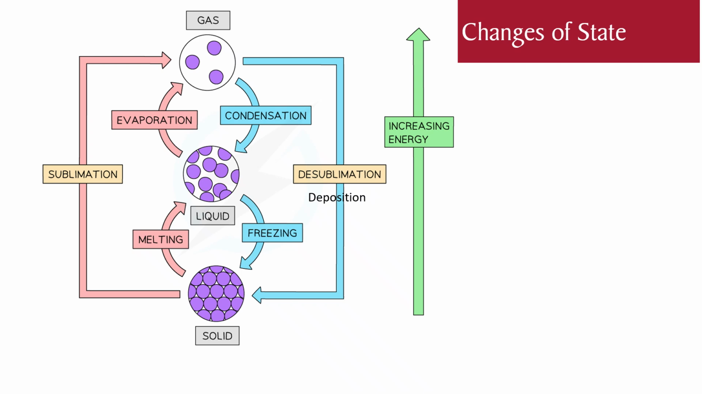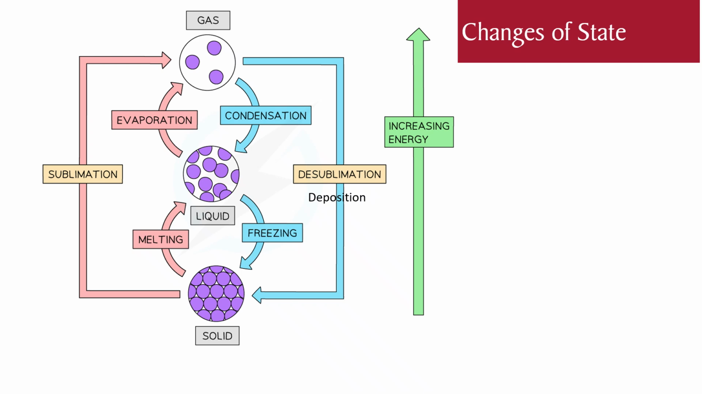Now from a solid to a liquid, you're melting. Think about ice. When ice melts, it turns into a liquid. Then liquid into a gas is evaporation. So that's water into steam. Then going back in the opposite direction, you've got your gas back into a liquid, it's condensation. Think about that as when you breathe on a cold window, you get condensation appearing.